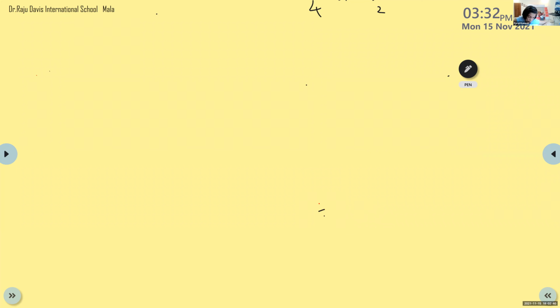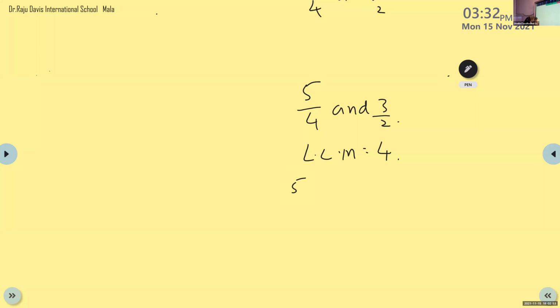5 by 4 and 3 by 2. First step, all of you got it correctly. 4 and 2, LCM is 4. Yes, LCM is 4. Next, take the first fraction, 5 by 4.